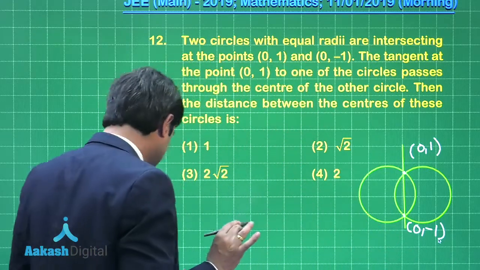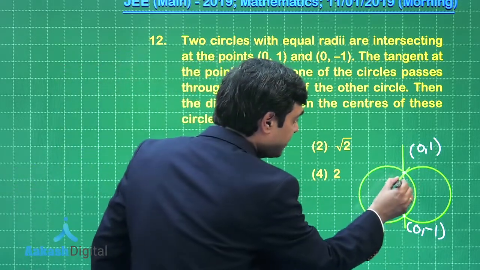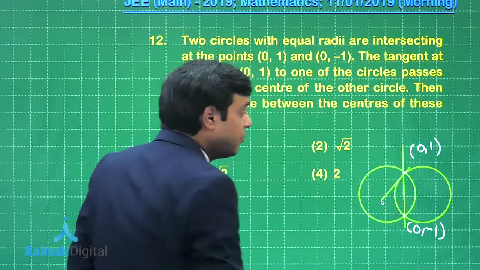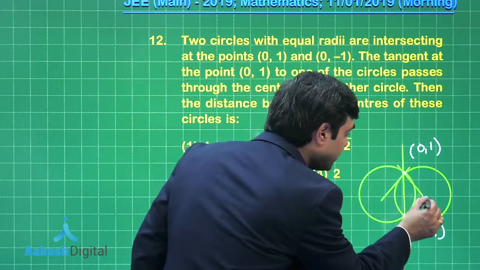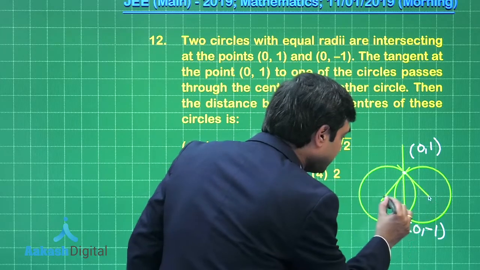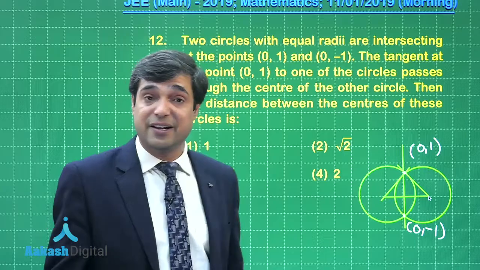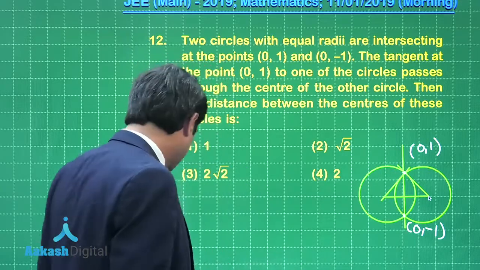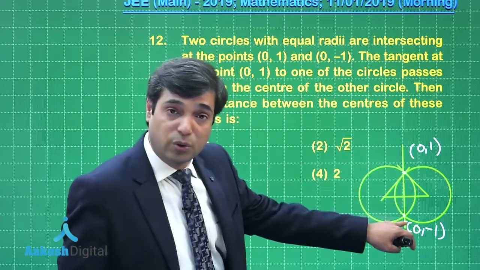It is also given in this question that one of the tangent is passing through the center of the other. When one is passing through the center of the other, then clearly the second is also passing in the same manner. When such a situation is there, you find a right angle triangle, that circles are intersecting orthogonally. Now, we can finally conclude that this total length is 2 units.